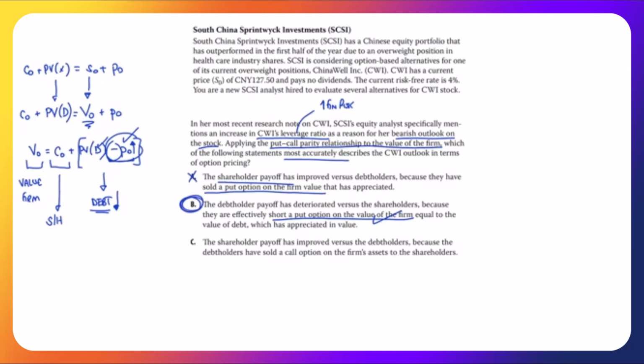C, the shareholder payoff has improved versus the debt holders because the debt holders have sold a call option on the firm's assets to the shareholders. Well, the shareholders do effectively have a position analogous to a call option on assets, but it's not been sold to them by the debt holders. So C is wrong on that count. It has to be B.